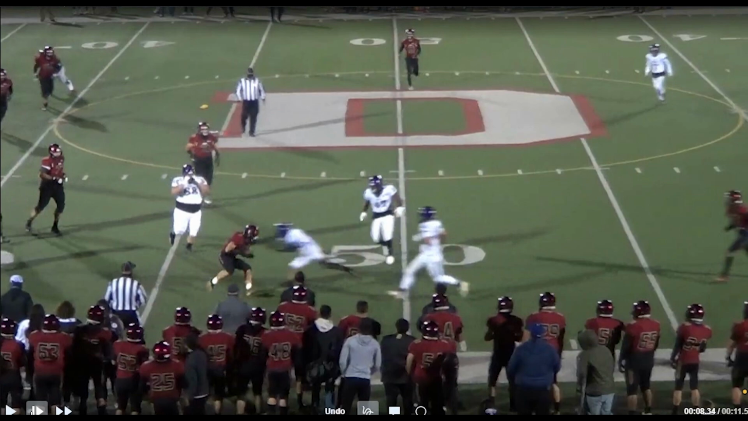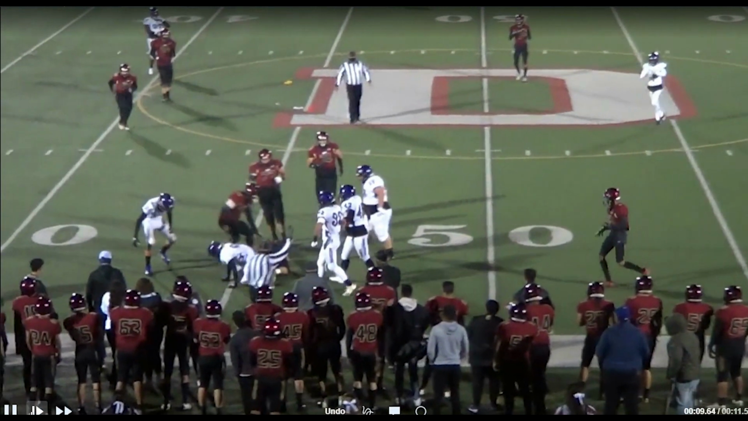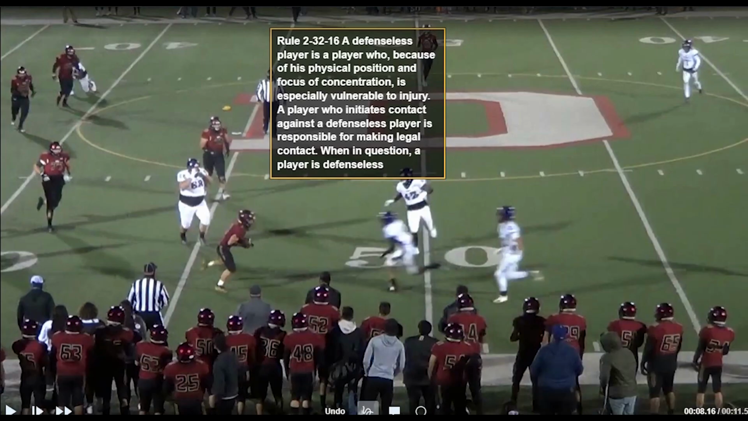For this reason, an official may question if the receiver is defenseless or has become a runner. My suggestion is that for safety fouls, we adjust our philosophy for calling fouls to, when in question, it is a foul. And here's how that would benefit the line judge in this instance.